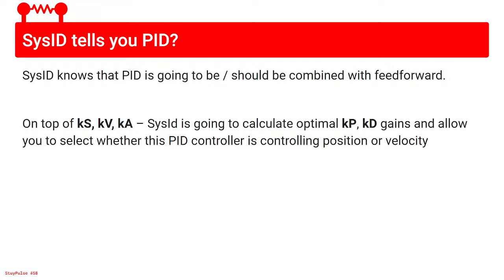Another note about SysID, just coming back to tie everything together. SysID knows that PID is going to be combined with feed forward. So on top of KS, KV, KA, and potentially KG if you're using an elevator, SysID is going to calculate optimal KP and sometimes KD gains, and it'll allow you to select whether you want a position controller or velocity controller. So it'll tell you feed forward and PID. If you're using SysID, you don't really have to tune anything. It's actually really nice.